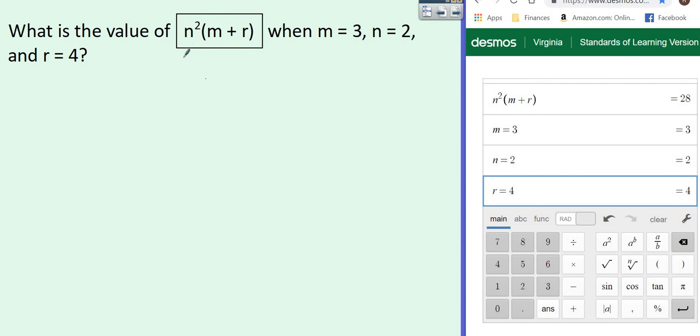So let's check it again and make sure. N squared, open parentheses, m plus r, close parentheses, m equals 3, n equals 2, r equals 4, and as easy as that, your answer is 28.